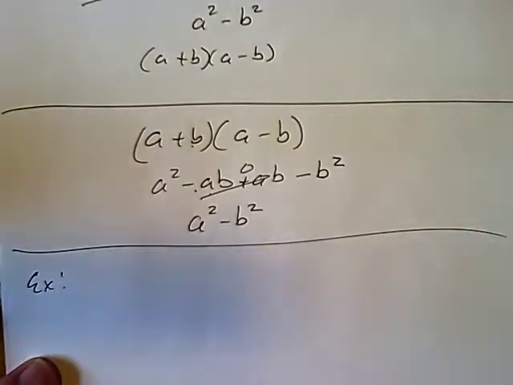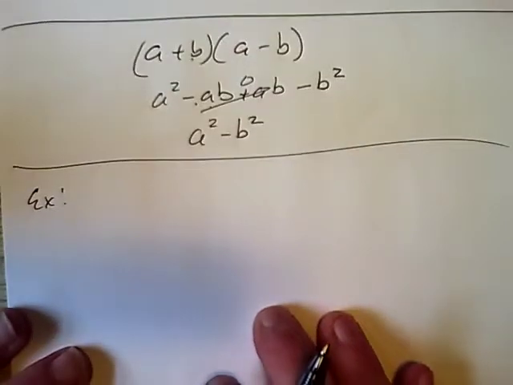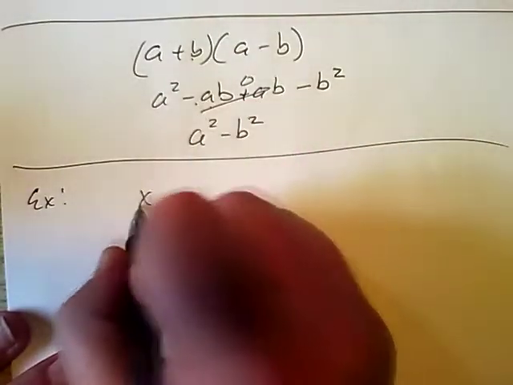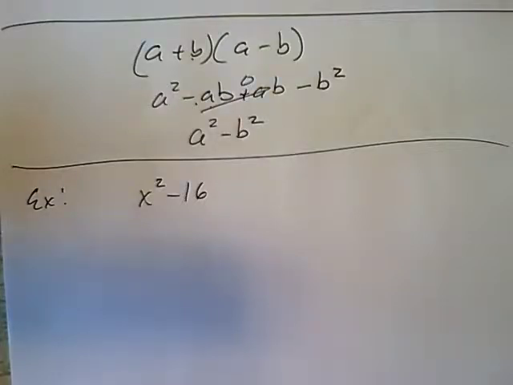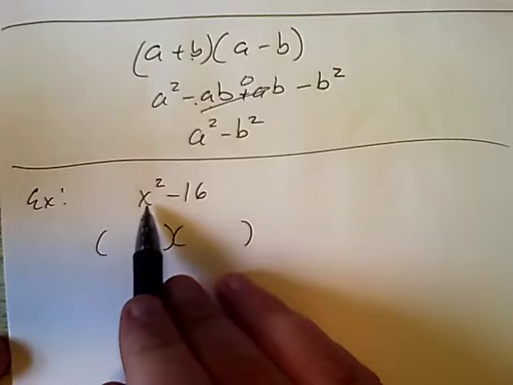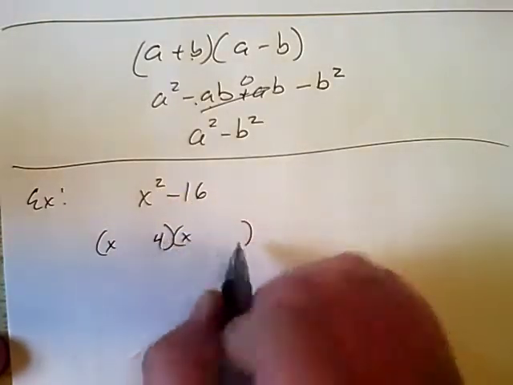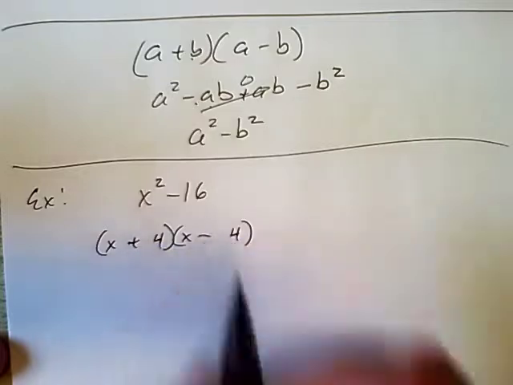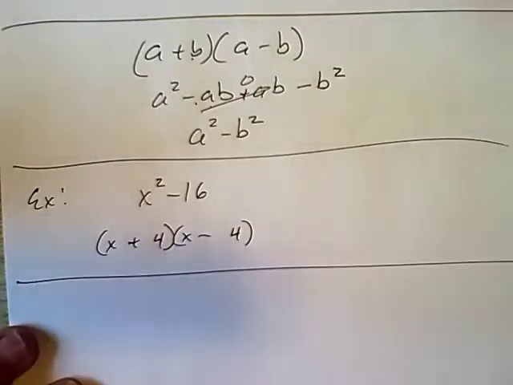That's great, Mr. Stevens, that's real fancy, but how does this help me? Watch this. If I had something like x squared minus 16, I know that the factors are going to turn into a binomial times a binomial. The square root of x squared is x. The square root of 16 is 4. And it's a plus and a minus, and I'm done. Let's try another one.